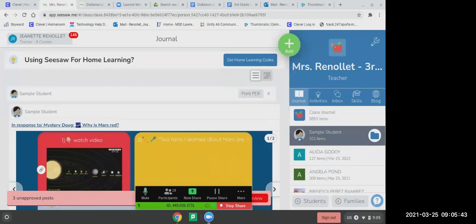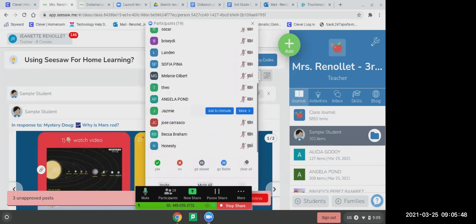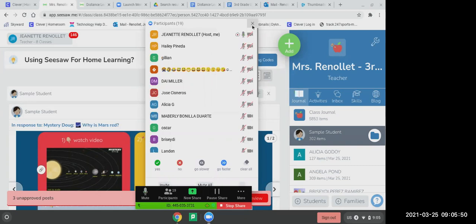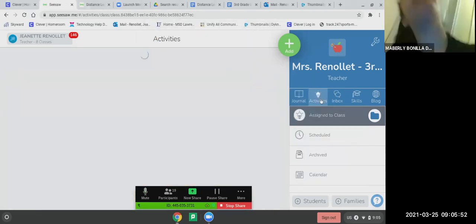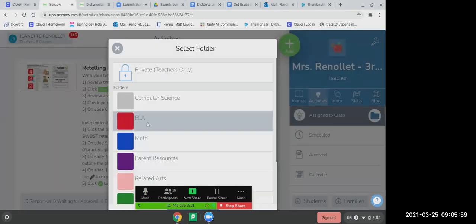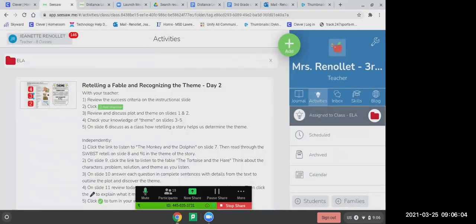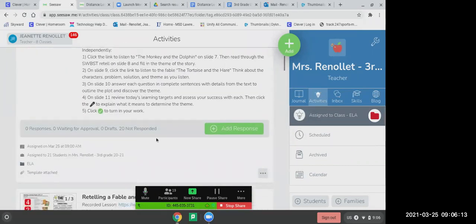All right, for ELA today, I want students to join me on Seesaw. We're going to find our task together. First, we're going to click on Activities, then Assign to Class folder, Red ELA, and it will be the first task at the top called Retelling a Fable and Recognizing the Theme, Day 2. Go ahead and open by clicking Add Response.